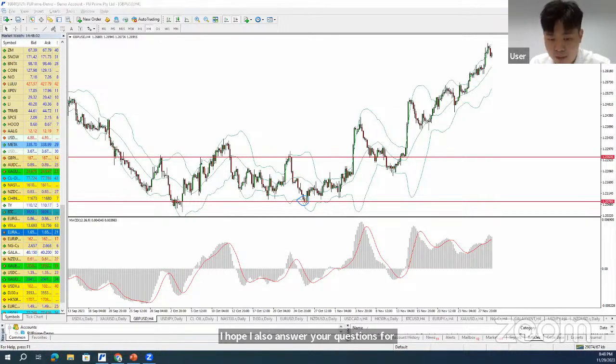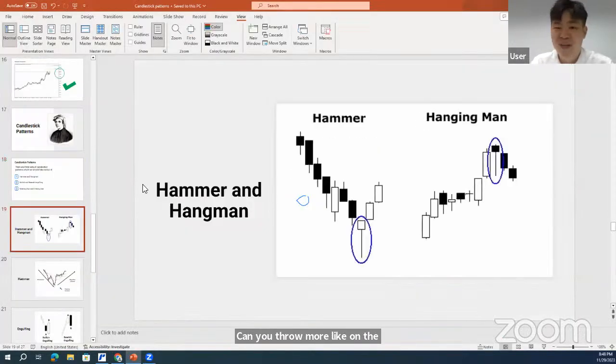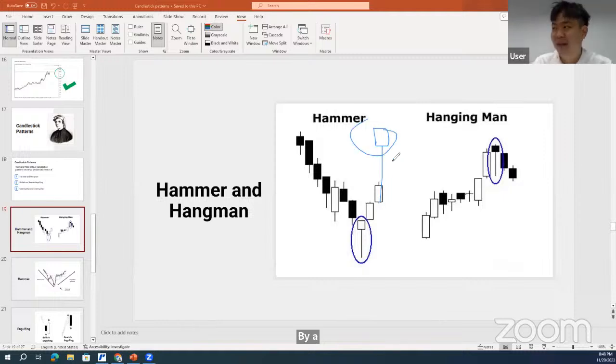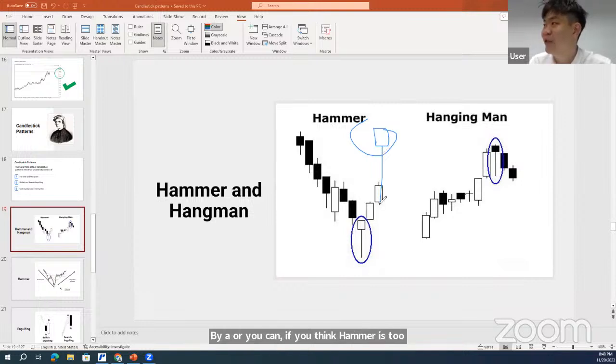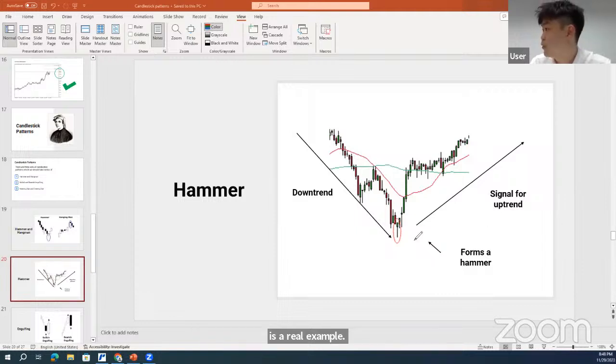Can you throw more light on the hammer and hangman? Can. Actually, hammer and hangman are very simple also. You just need to memorize the drawing pattern. Like a hammer, or if you think hammer is too difficult, then you just think of it like a balloon: body, and then long shadow. Once it forms, it's a very good trend reversal pattern. So this is a real example. So I hope I answer your question also, Yusuf. Very simple one.